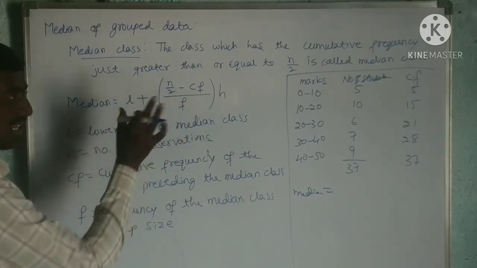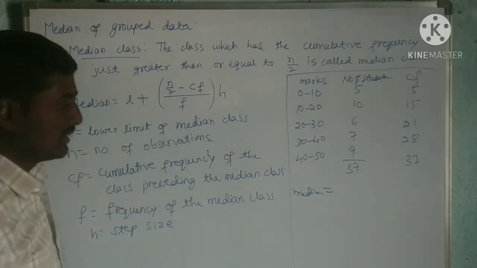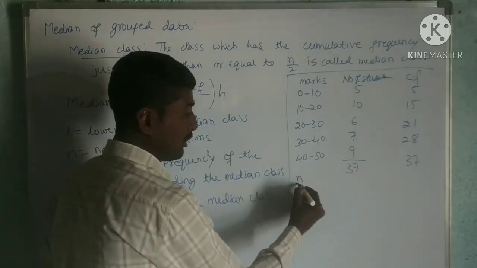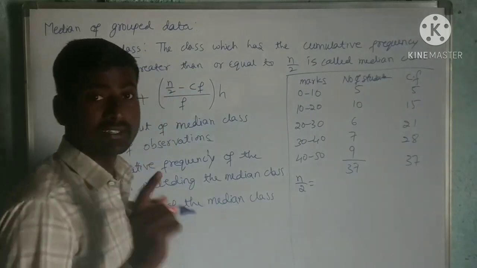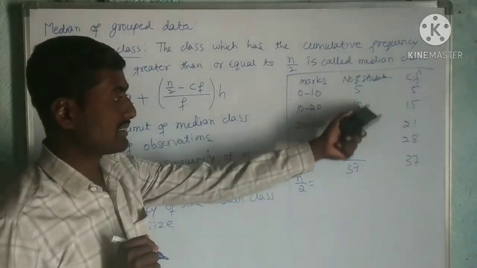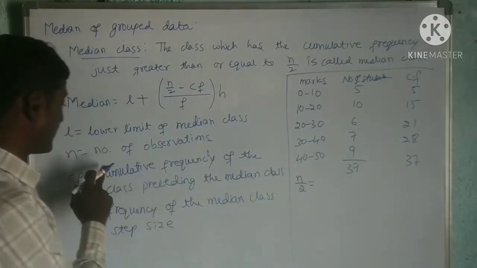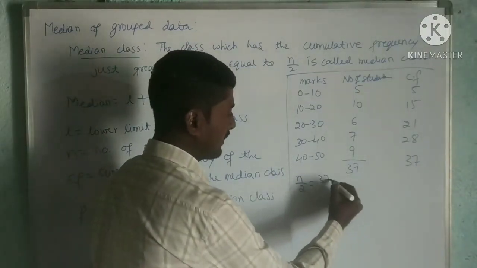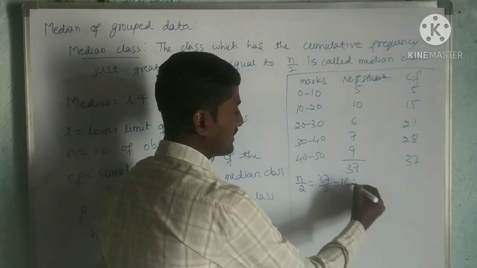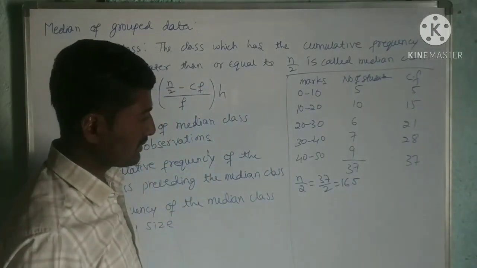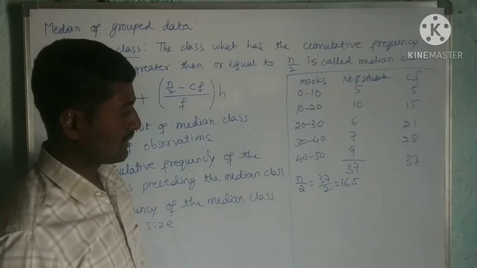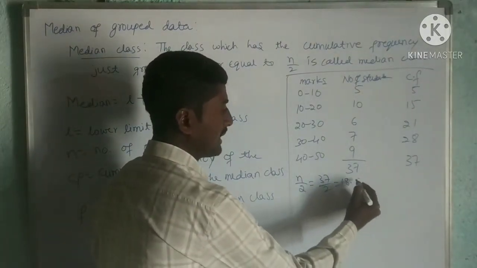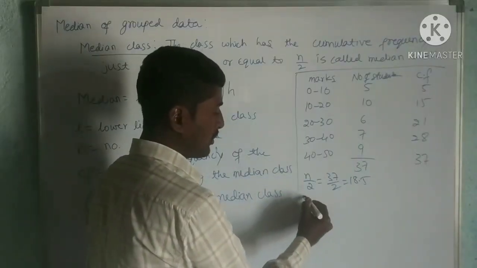Before substituting this, I have to observe the median class first. So what will the median class be here? To find the median class, I have to calculate n by 2 first. Here n is the sum of Fi, the number of observations. So 37 students are there. 37 divided by 2, how much did I get? Not 16. It is 18.5.